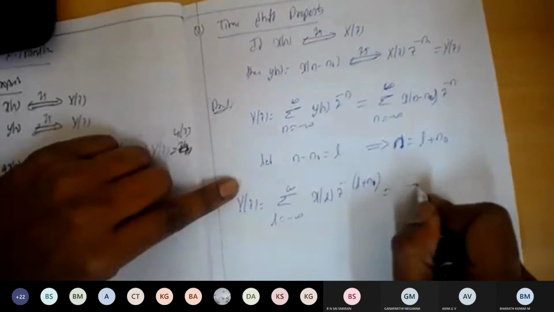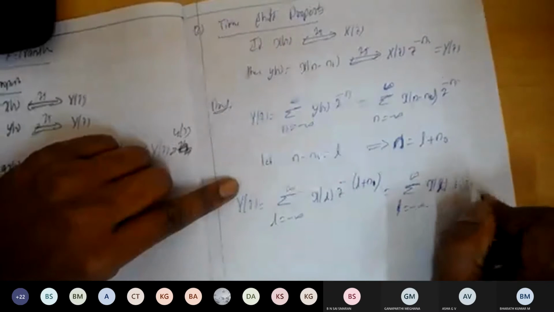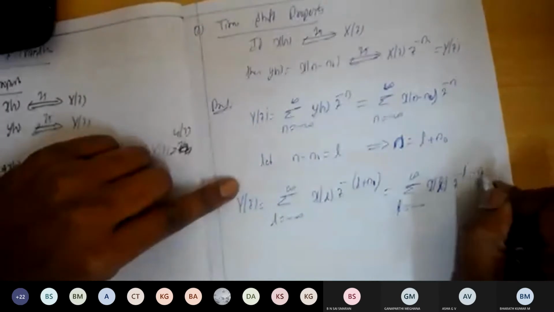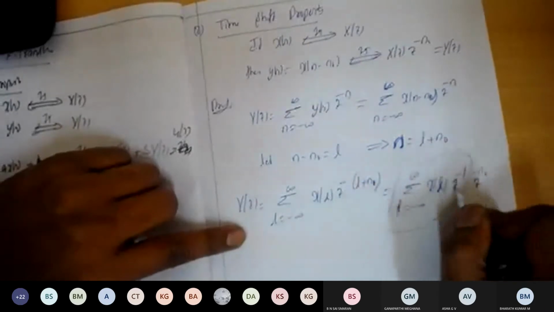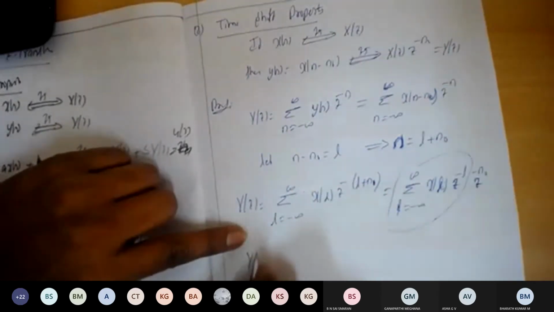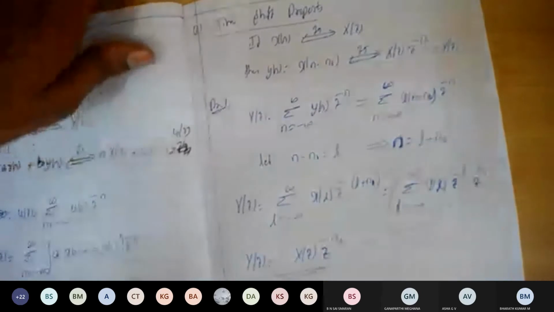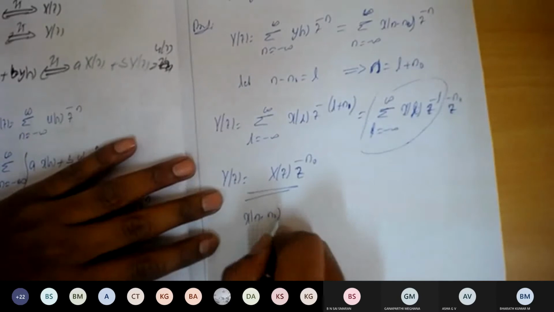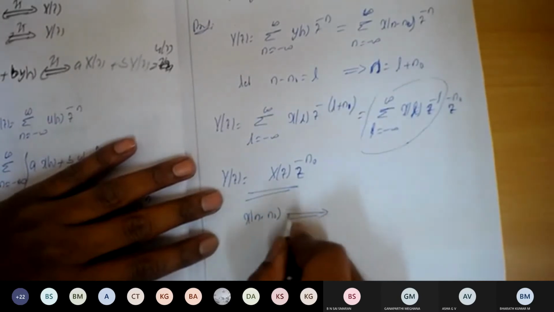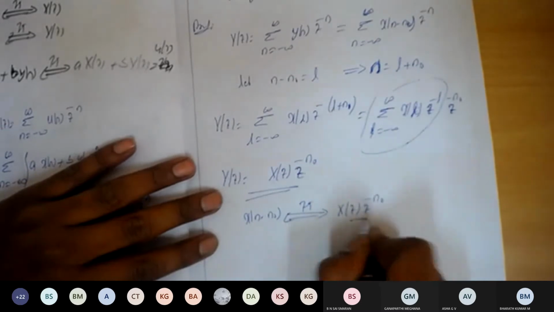So we'll split it into the other term: summation L is equal to minus infinity to plus infinity, x of L into z to the power of minus L, into z to the power of minus n naught. This is nothing but the z transform X of z, and the extra term. So Y of z is equal to X of z into z to the power of minus n naught. We can rewrite this as x of n minus n naught. If we take the z transform, it becomes X of z into z to the power of minus n naught.